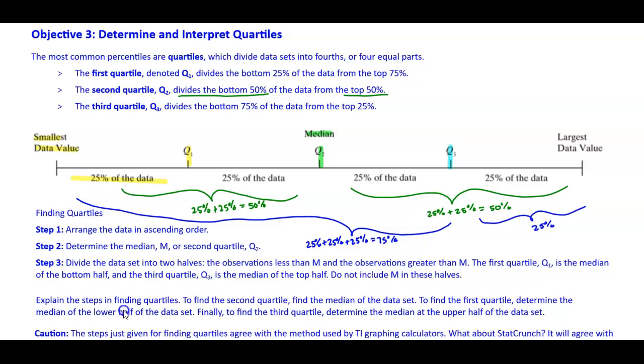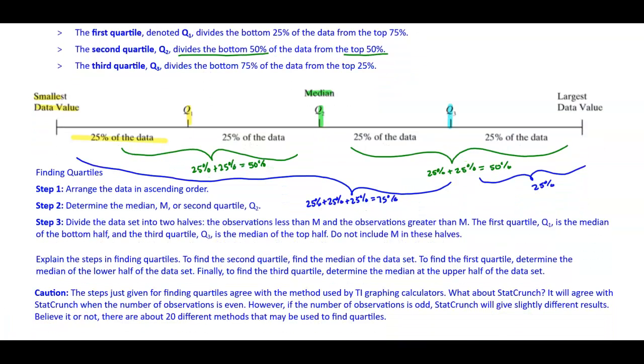Now, explaining the steps in finding quartiles. Again, to find the second quartile, find the median of the data set. To find the first quartile, determine the median of the lower half of the data set. And finally, to find the third quartile, determine the median of the upper half of the data set.